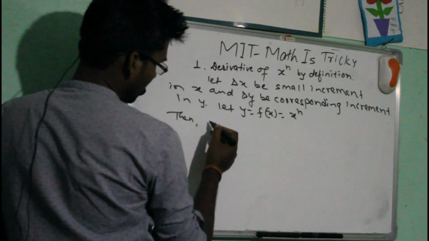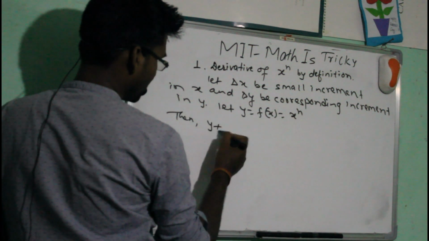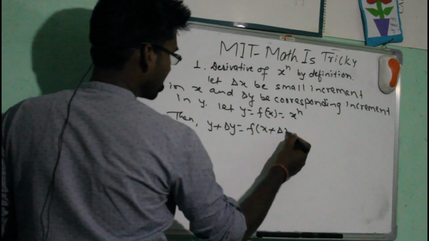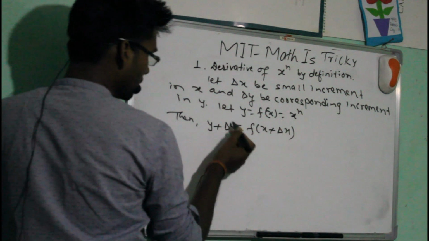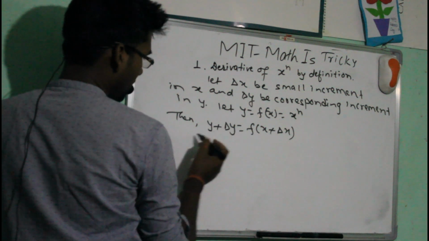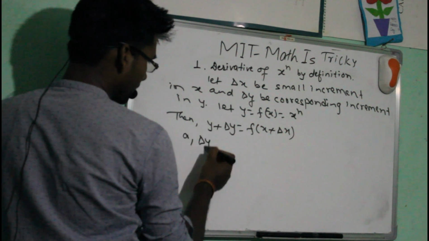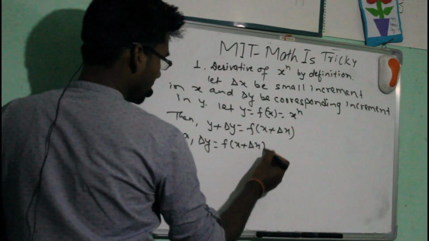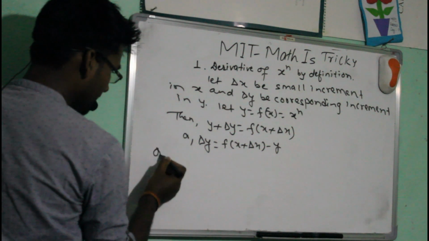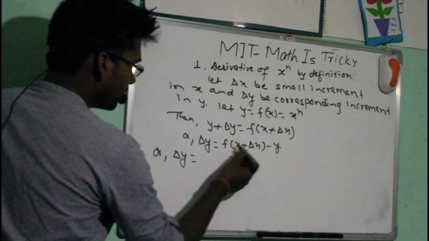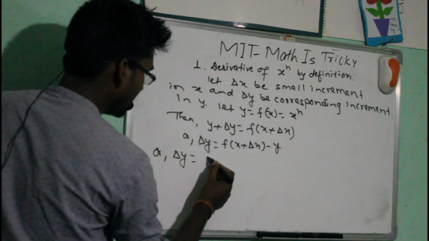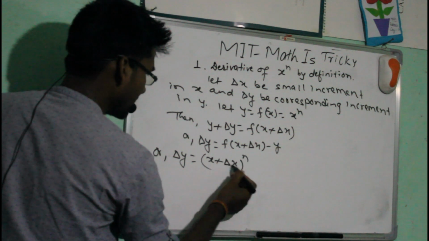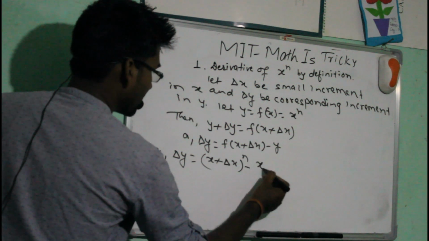Up to here it will always be the same: y plus delta y equals f of x plus delta x. That means x is increased by delta x, so there will be an increment in y. Now we always find the value of delta y. Delta y equals f of x plus delta x minus y, or delta y equals x plus delta x whole power n, where x is replaced by x plus delta x, minus y, which is x power n.